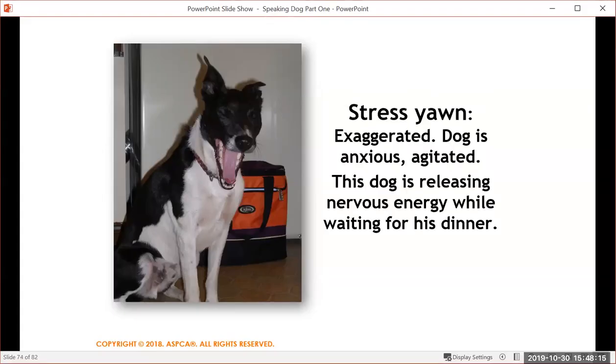So I would say one of the things to look at is that the yawn is very exaggerated. The dog's face is tense. Obviously, the ears are up, which are not necessarily consistent with sleepiness. This dog is anxious and agitated, actually, and without knowing the context, it's hard to know. But this dog had its dinner dished out, but then left on the counter, and this dog wanted to eat, so we got a nice stress yawn.